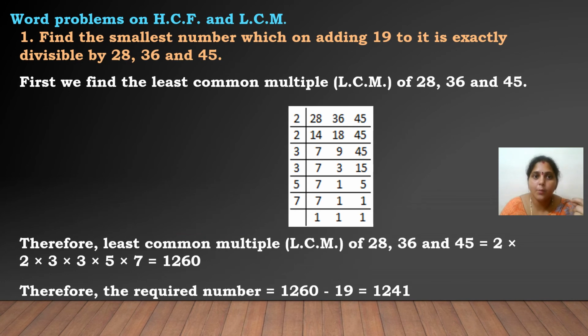Next, word problems on HCF and LCM. How are we going to find HCF and LCM during our word problems? We'll see now. Find the smallest number which on adding 19 to 8 is exactly divisible by 28, 36 and 45. So, first we find the least common multiple of 28, 36, 45.